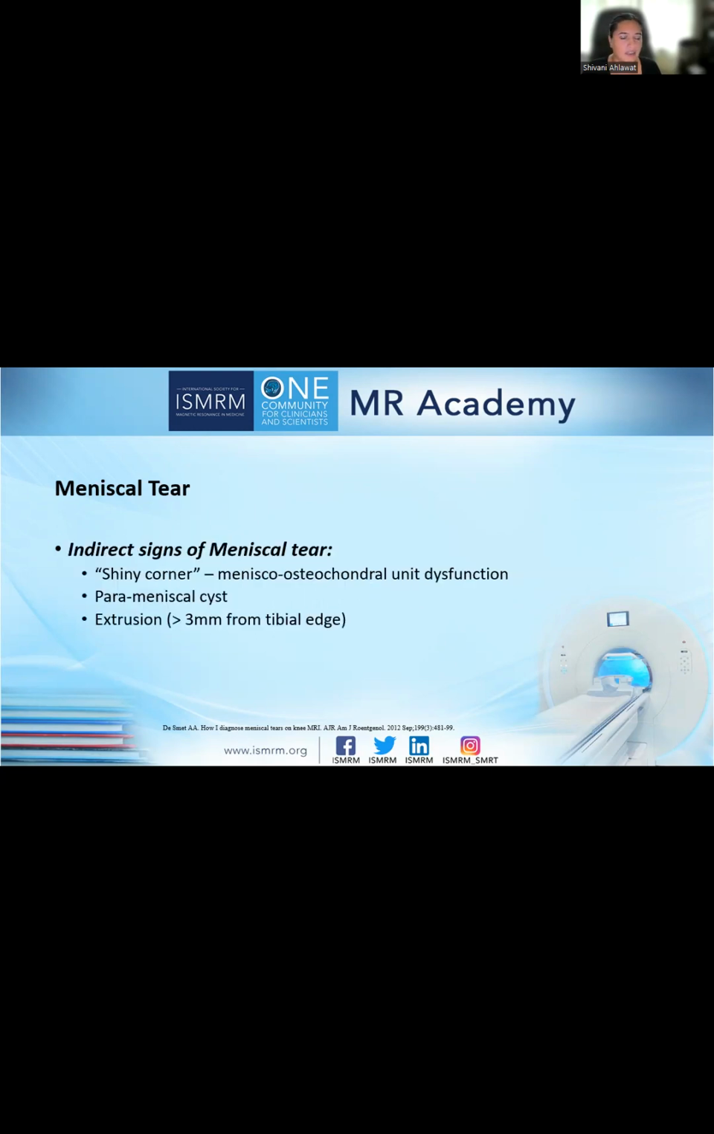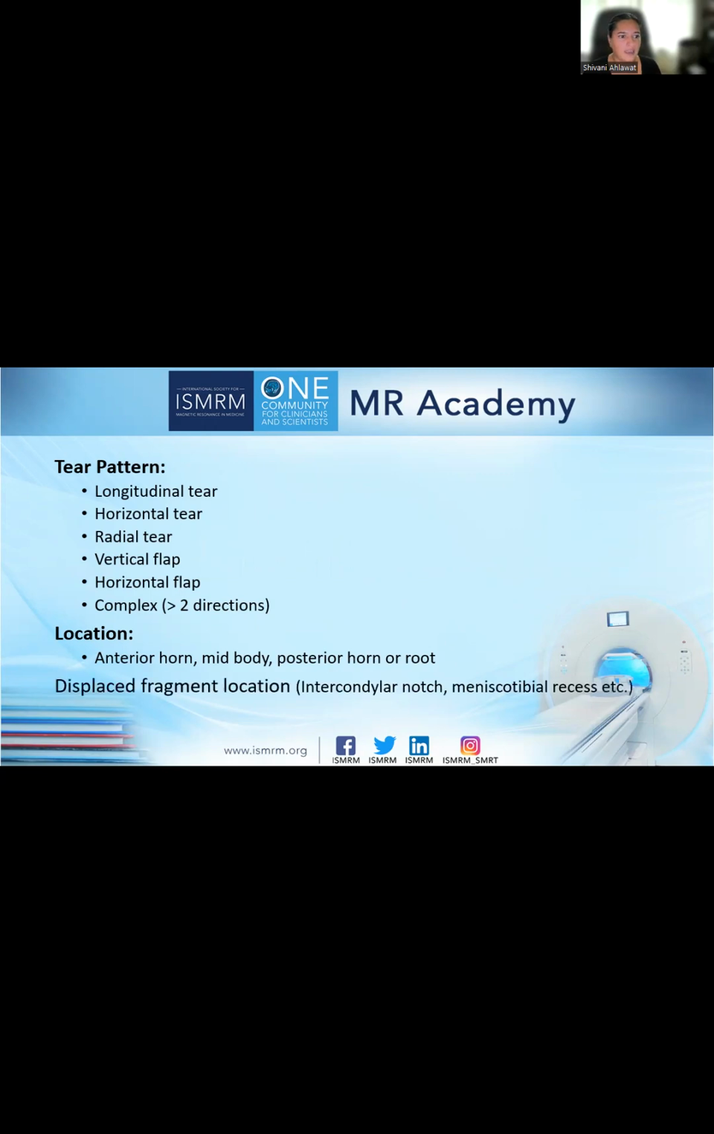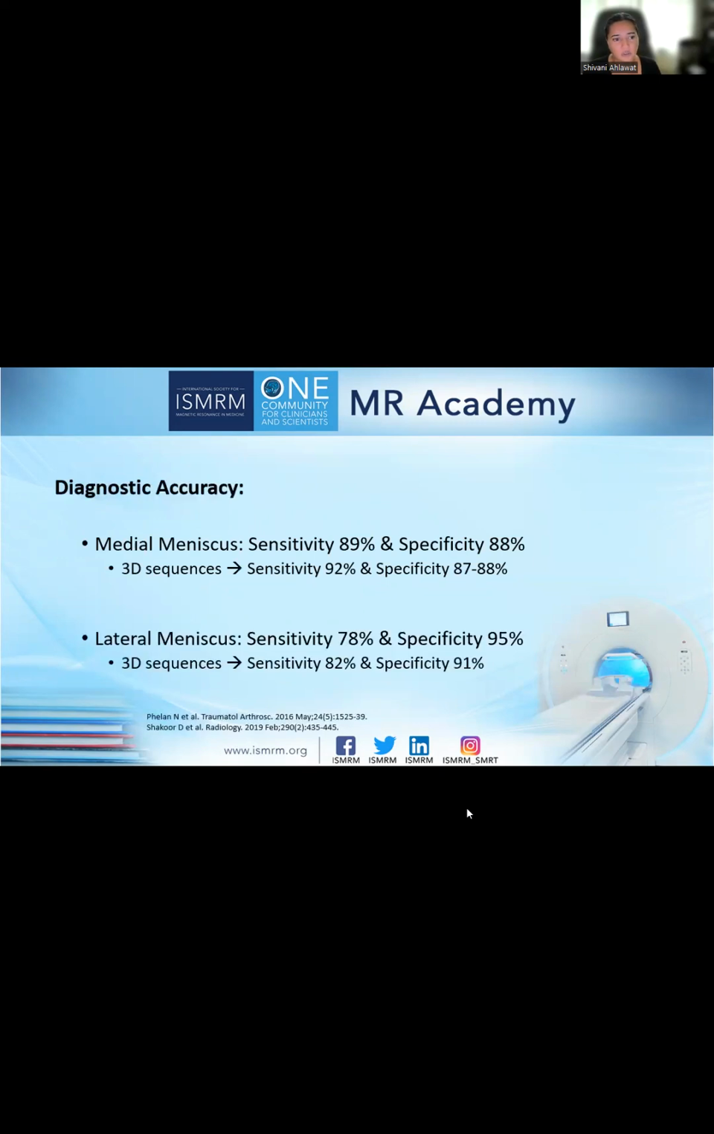There are some indirect signs that are supportive of meniscal tears. I tried to show all of them. And then in my report, I try and put in a tear pattern, where the tear is located, what all different parts of it, whether it is peripheral or involving all the different zones, and whether there's a displaced fragment. And MRI is a very, very useful and accurate tool for the detection of medial and lateral meniscal tears.